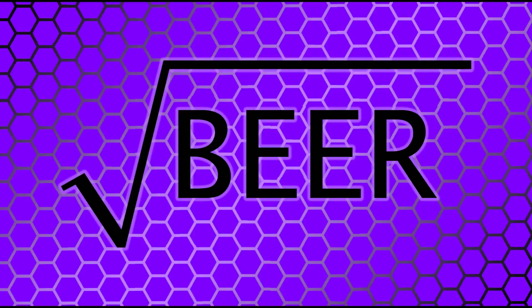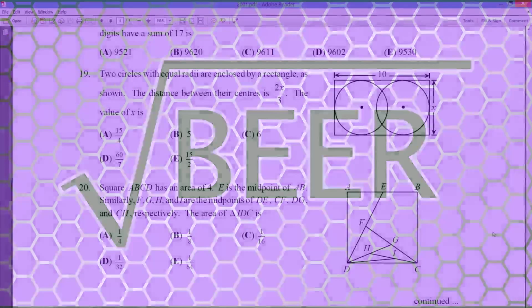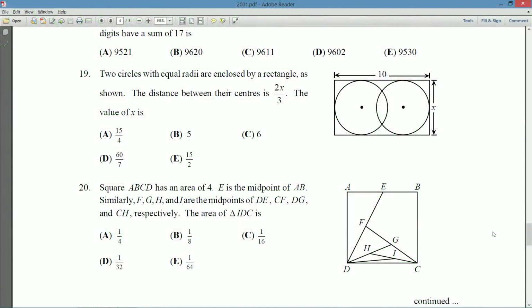We're up to question number 19 on the 2001 Pascal paper. So that's the grade 9 paper, the multiple choice one put out by the University of Waterloo. They do have a written contest nowadays for grade 9 called the Hypatia.